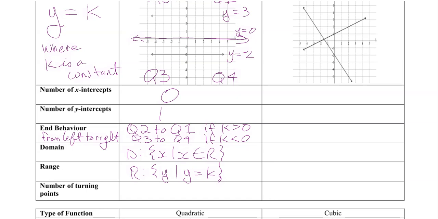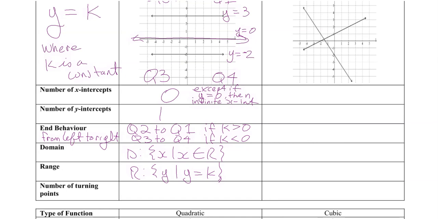Now, there is one thing special here, which is except if y equals 0, then there are infinite x intercepts. Because if you're on the x-axis, every single point is an x-intercept. Do not memorize this chart, okay? You don't need to know the constant. What you should just know is that it's a horizontal line. So if you see y equals 3 or y equals 5, that's a horizontal line.